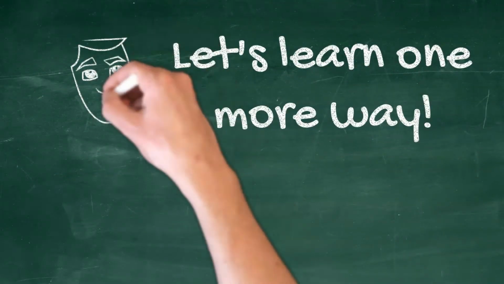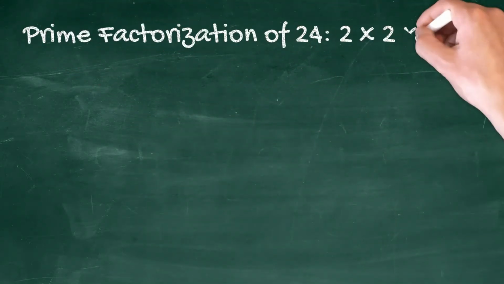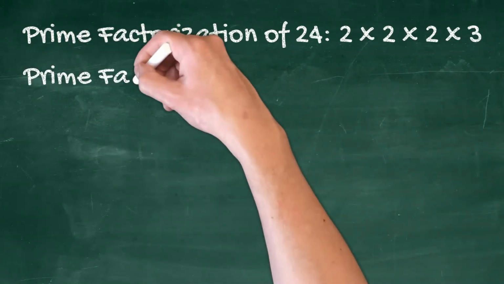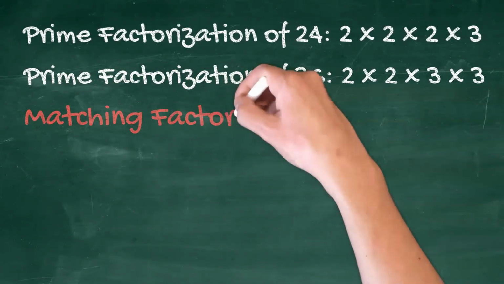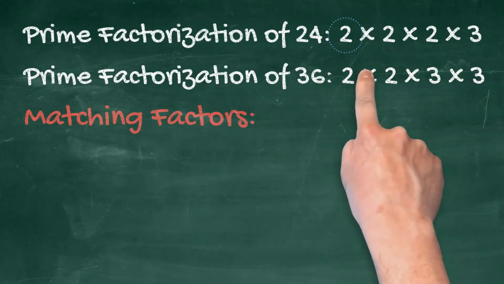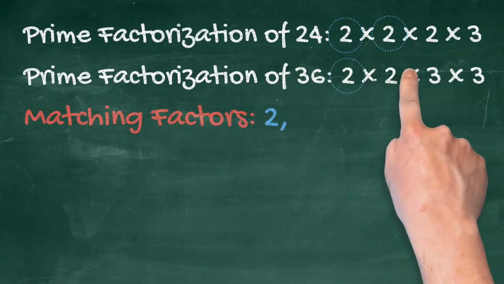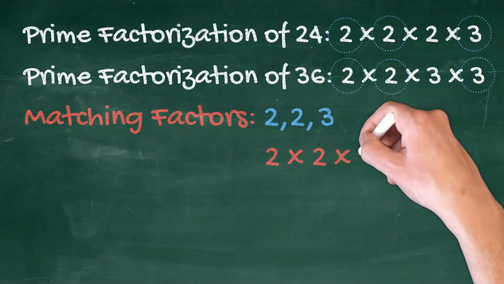We could also use the prime factorizations to identify the GCF. Write the prime factorizations one above the other. 24 is 2 times 2 times 2 times 3. 36 is 2 times 2 times 3 times 3. Then circle matching pairs of factors between the lists. Both lists have a 2 and another 2, and both lists have a 3. So we multiply these numbers together to find the greatest common factor. 2 times 2 times 3 is 12.